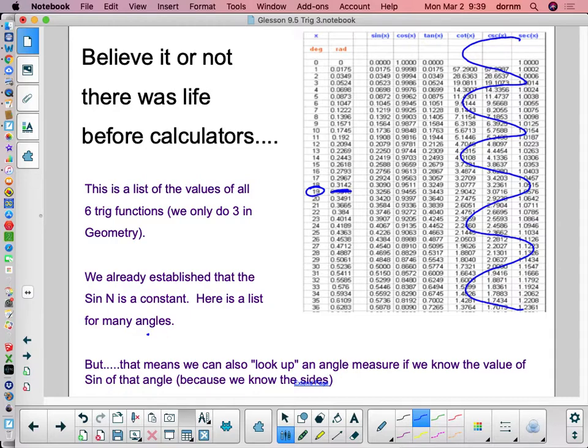But it means the opposite is also true. If I know the value of sine, cosine, or tangent for my angle, if I know that decimal value, I could look that up in my chart and figure out what the angle is, couldn't I? In fact, we did that on our very first day. We didn't look it up, but we did that.